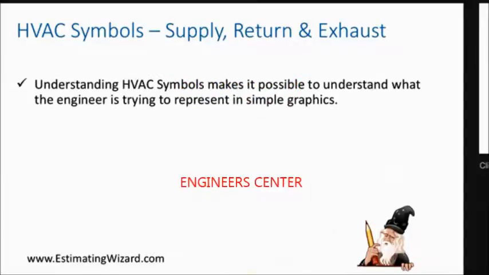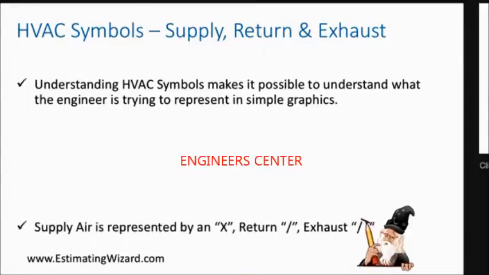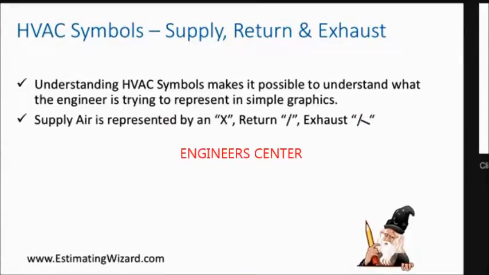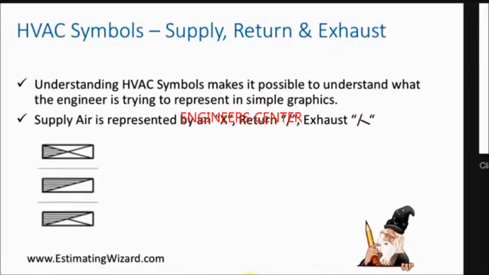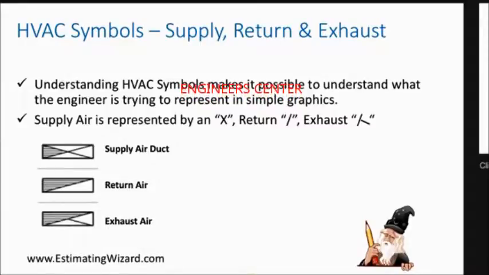So, symbols. Understanding HVAC symbols makes it possible to understand what the engineer is trying to represent in simple graphics. Supply air is represented by an X, return just by a simple slash, and exhaust, the slash plus a little leg to the right. Here's their duct representation. So we have supply, return, and exhaust. That's the typical three that you'll see often.